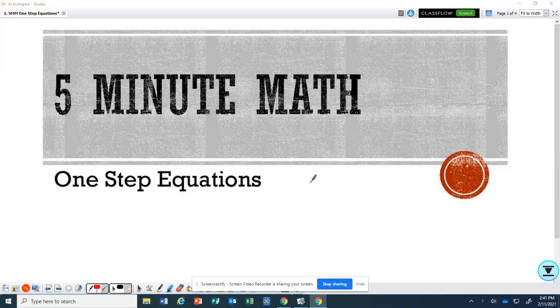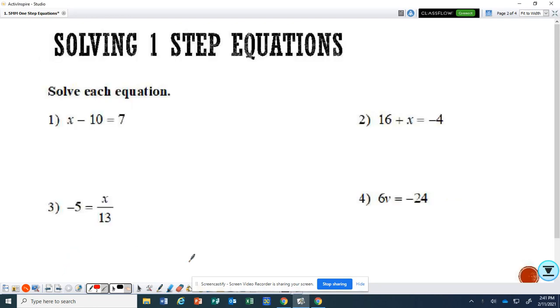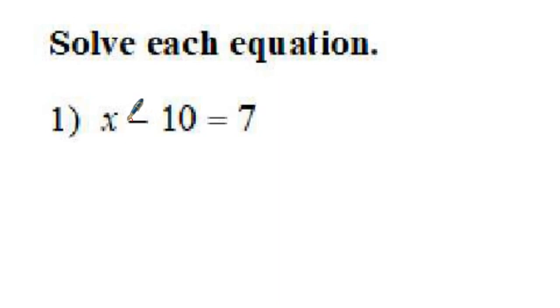Today's lesson, we're going to work on solving some one-step equations. In solving one-step equations, what we want to do is eliminate anything that's on the same side with our variable. So we want to get our variable all by itself. If you look over here in number 1, you'll notice that on the same side with our variable x, we have a minus 10.